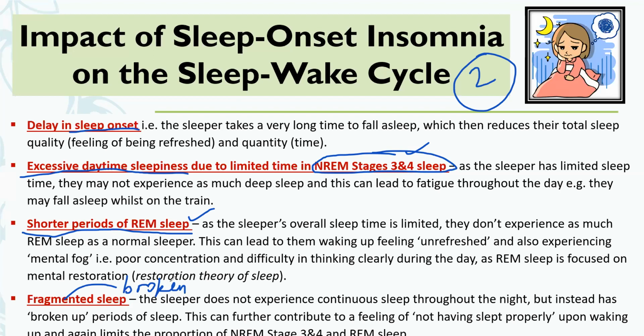And because it's broken, this again affects their ability to reach REM sleep properly, as well as spend a good amount of time in NREM stage 3 and 4. Remember with stage 3 and 4, we said these are the deeper stages of sleep. If someone wakes up during these stages, they feel disoriented and confused, like, where am I? What time is it? So you can imagine someone with sleep onset insomnia experiencing that every night and the effects it has on their functioning. Okay, so again, there's 4 points here, guys. Just learn any 2.